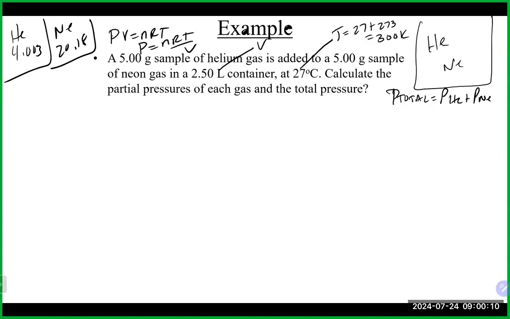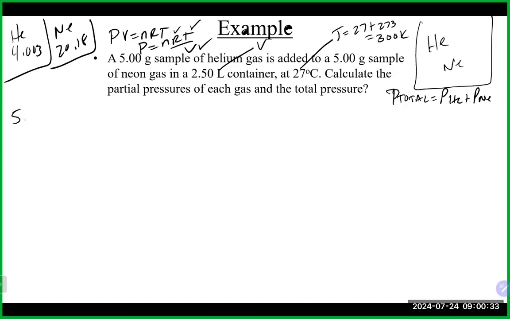And we're going to do this for each gas. The temperature is going to be the same for both because they're in the same container. The volume is going to be the same for both because they're in the same container. R obviously is going to be the same for both because it's a constant. So really the only thing that we're sort of missing for each gas in this case is the moles.